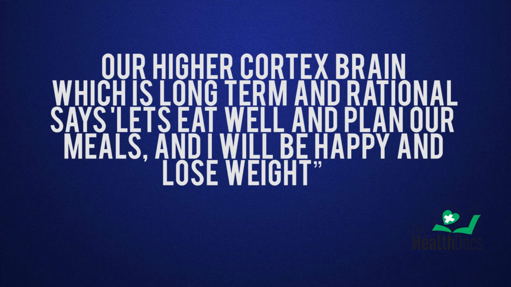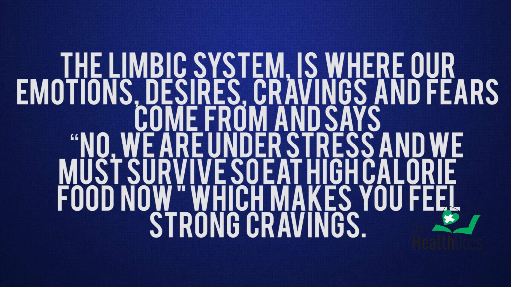Our higher cortex brain region, which is the long-term and rational part of the brain, says, let's eat well, let's plan our meals, and we'll lose weight. But the limbic system, which is my thumb in this model, is where our emotions, our desires and cravings come from, and often our fears as well. If we're under stress, for example, in an emotional state, it can say, we're under stress, we must survive, so go and eat some high-calorie food, which is what makes you feel a real strong craving to do so. It's your brain under threat, and it's just trying to protect you.